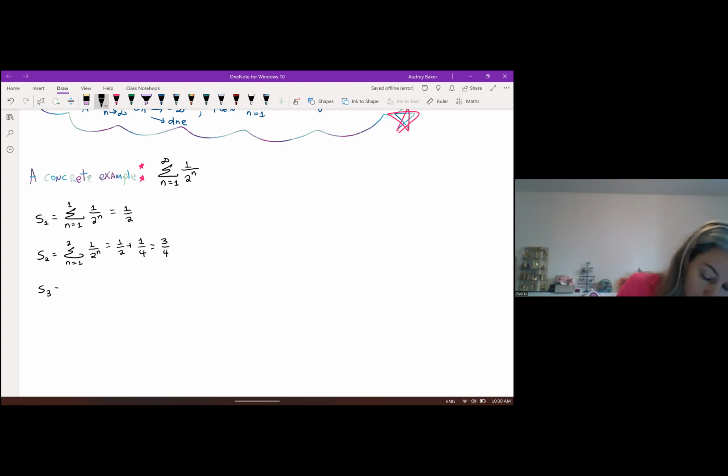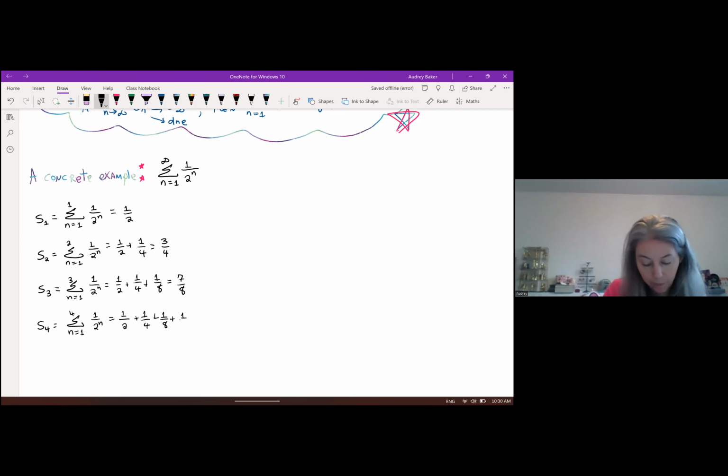S sub 3 is equal to the sum of the first three elements, 1, 2, 3, of 1 over 2 to the n. So that's a half plus a fourth plus an eighth, which is 7/8. And then S sub 4 is the sum of the first four elements, 1 to 4, of 1 over 2 to the n, which is 1/2 plus 1/4 plus 1/8 plus 1/16, which is 15 over 16. Okay, and so on and so forth forever.